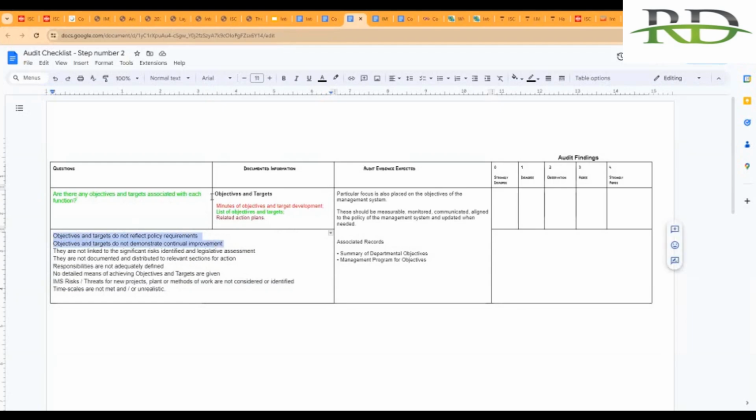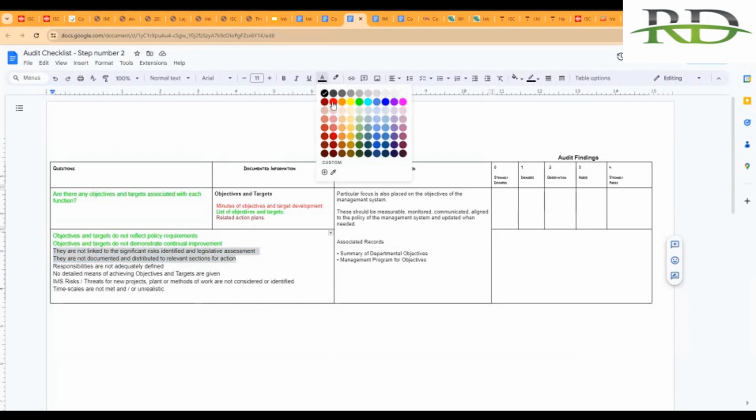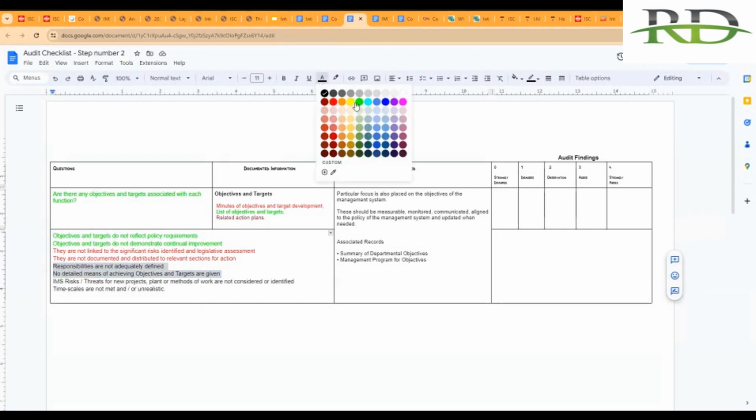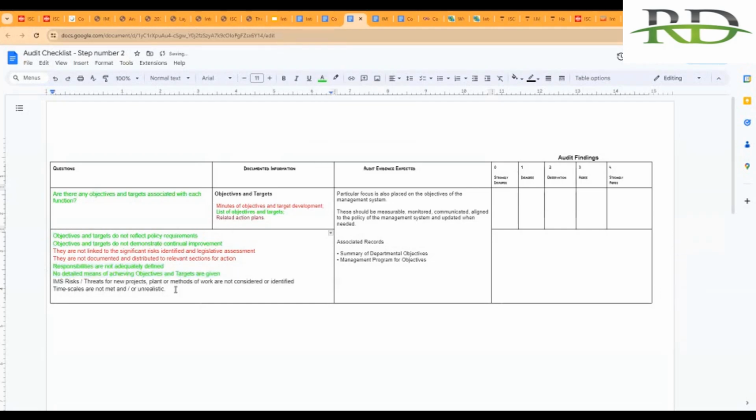So let's say, for example, you can say these statements, they are true, so you are going to mark them green. And if these statements are true, you mark them red. If they are not true, it becomes a green. It's no longer a red flag. So if it is a red flag, you mark it a red flag. If it's a green flag, it means that it is not true. It is becoming a red.